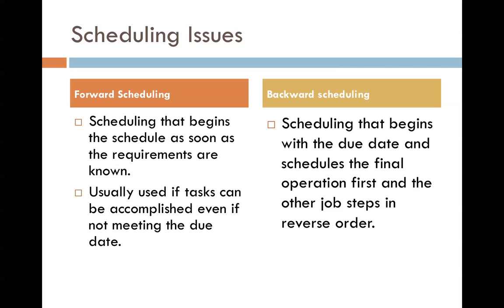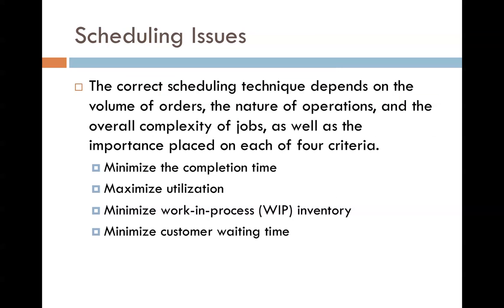Backward scheduling is scheduling that begins with the due date and schedules the final operation first and the other job steps in reverse order. The correct scheduling technique depends on the volume of orders, the nature of operations, and the overall complexity of jobs, as well as the importance placed on each of 4 criteria. These 4 criteria are 1. Minimize completion time. This criterion is evaluated by determining the average completion time per job.